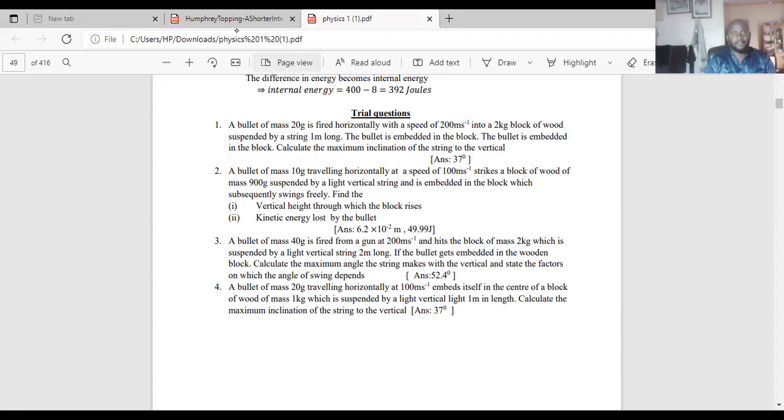Let's have Annie. Cynthia, you're reading for us question 3. A bullet of mass 40 grams is fired from a gun at 100 meters per second and hits the block of mass 2 kilograms, which is suspended by a light vertical. Oh, who is looking for you?